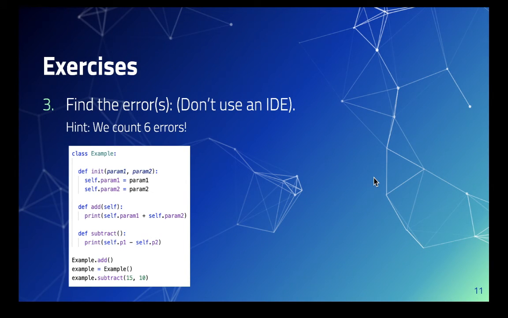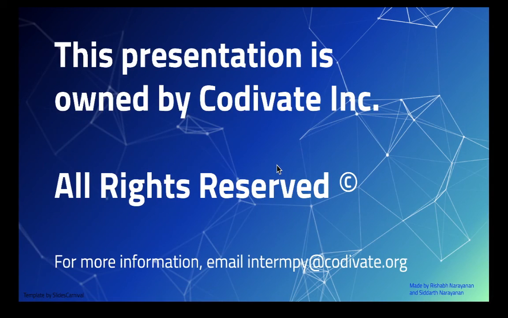And lastly, we have exercises about finding the error. So in this code example here, we have counted 6 different errors. You may count 7 if you consider some things to count as 2, but you should get roughly this amount. And the key is to not use an IDE. So try to do it just by looking at this and see what the potential errors are. And those are our 3 exercises.